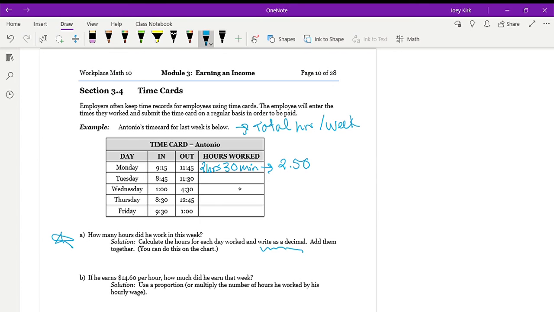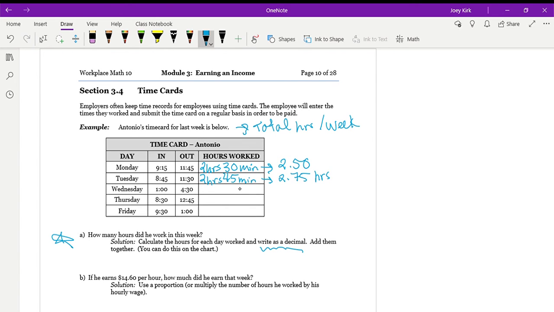Tuesday, he worked 8:45 to 11:30. So let's start at 8:45 in our head. 9:45 is the first hour. 10:45 is the second hour. And then, so there's 2 hours. And then from 10:45 until 11:30, that's 45 minutes. Okay. So again, change it right away. 2.75 hours. You can write hours or not.